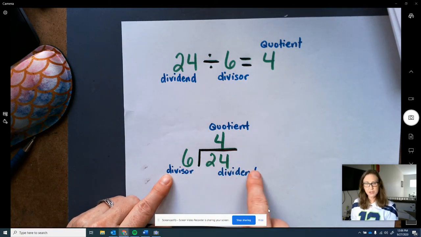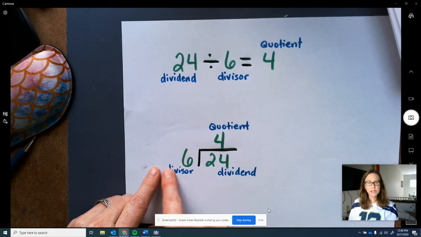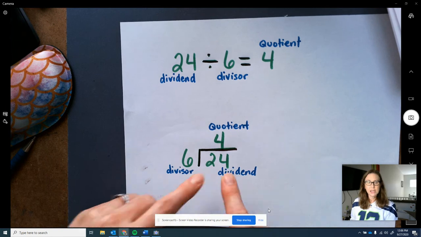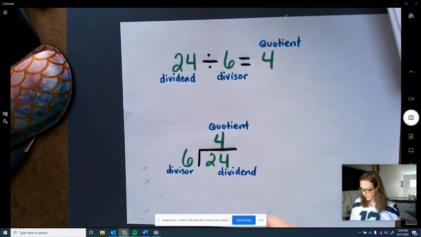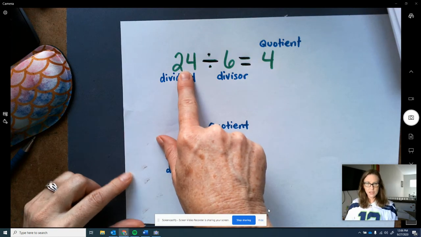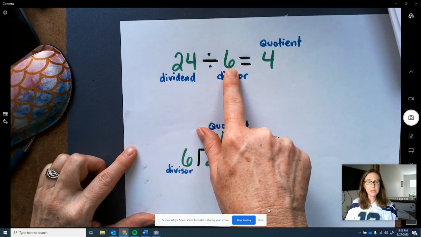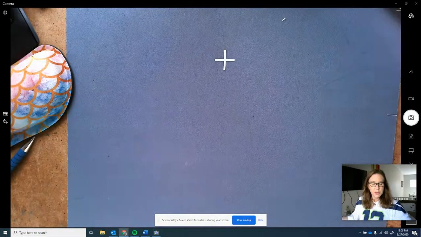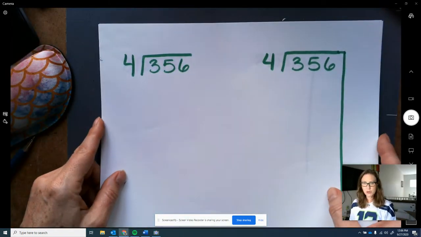Six is the divisor because it's how many groups we're putting it into. 24 is the dividend because that's how many things we have, and four is our answer. So if we have 24 Skittles and we want to divide them evenly between six people, everybody gets four Skittles. All right. So with that in mind, let's start with our first problem.